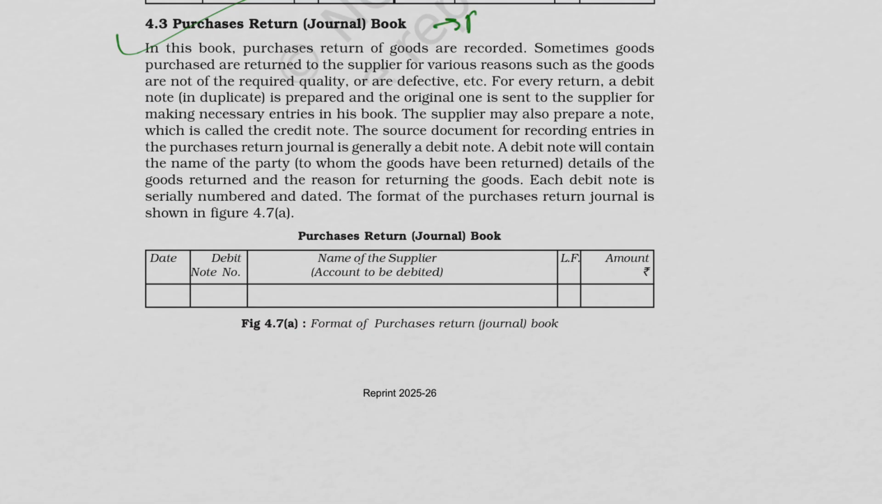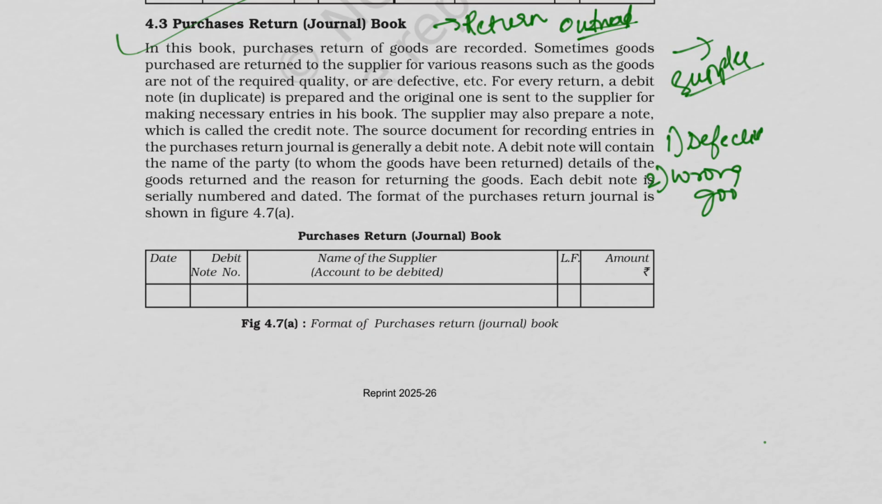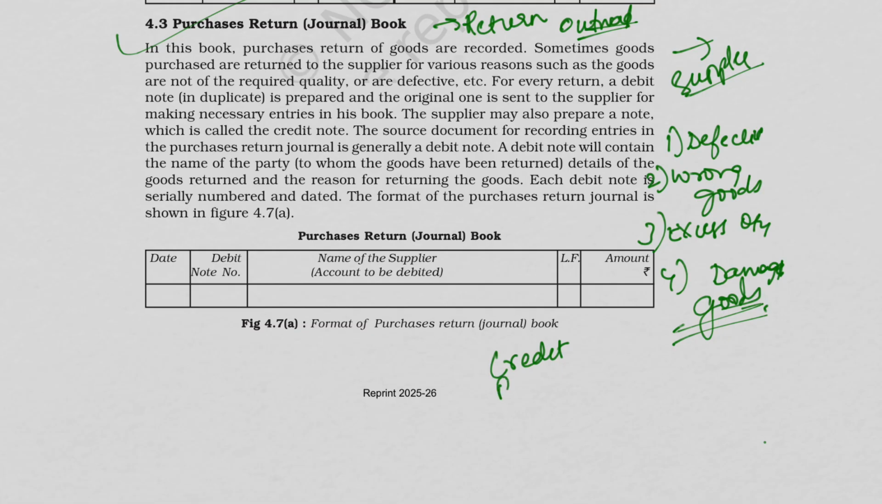Purchase return book is also called as the return outward book. So sometimes goods purchased are returned to the supplier. So reason for return can be either the goods are defective, or we have received the wrong goods, or we have received excess quantity, or we have received damaged goods. So such returns are recorded in purchase return books. It records only the credit purchase returns.